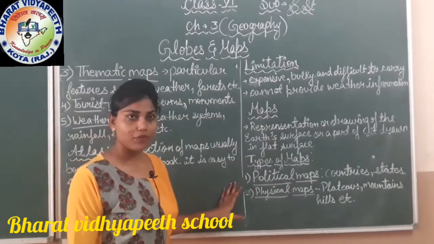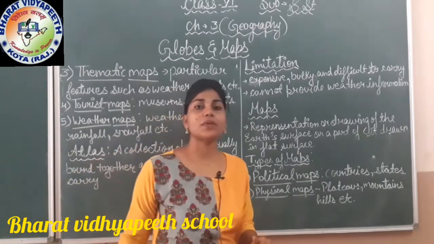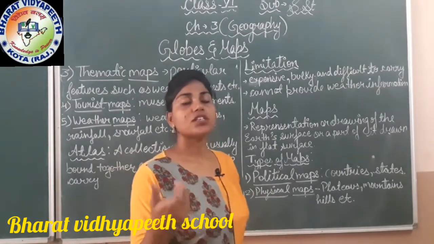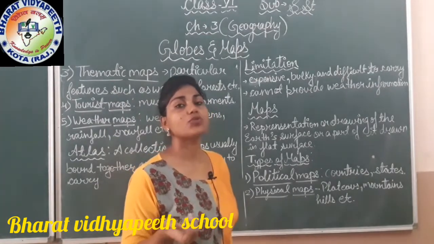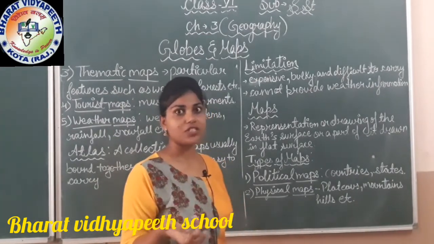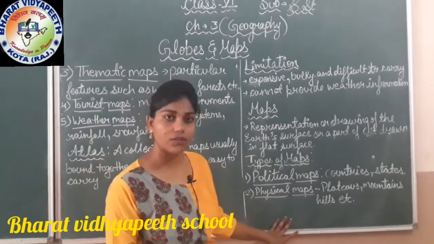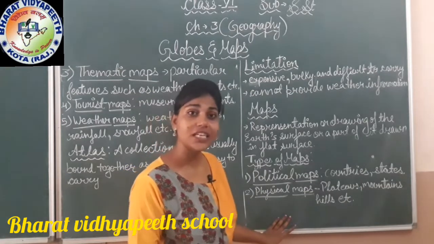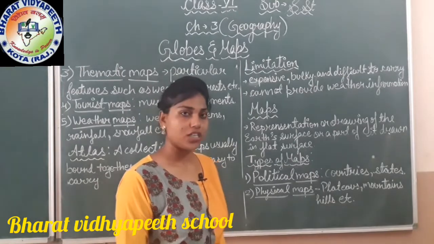There are different types of maps. First we are going to study the political map. A political map mainly consists of information about the countries, states, cities, towns or the administrative units. When we study different types of administrative units with the help of a map, to know the locations of the different states, countries, cities and towns, that type of map is known as a political map.